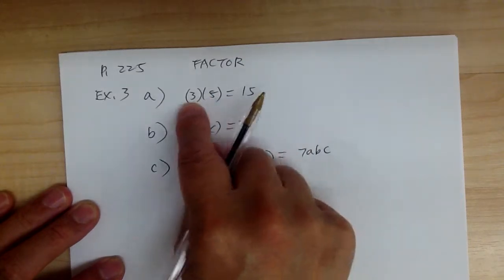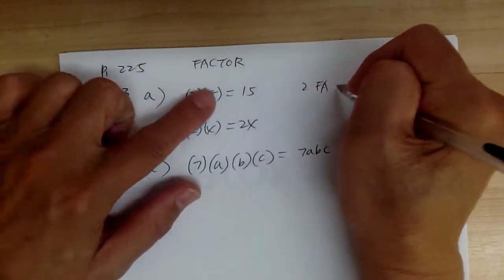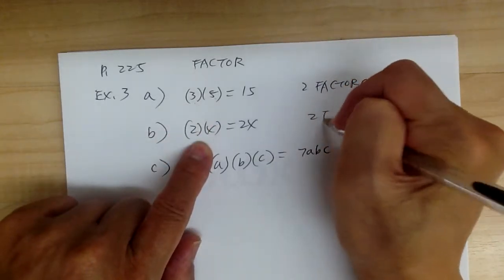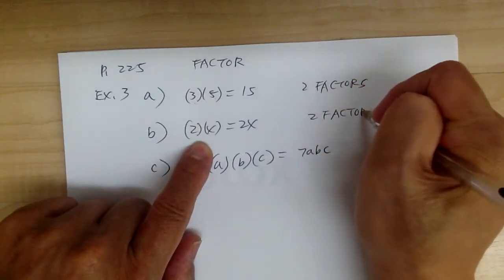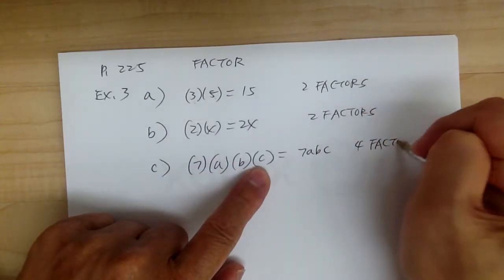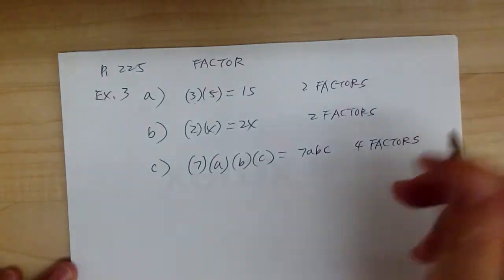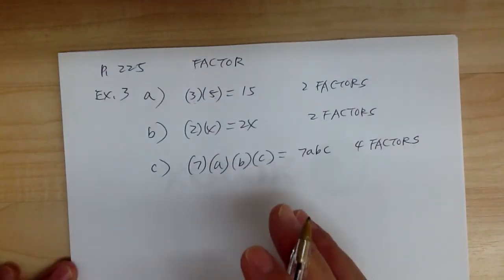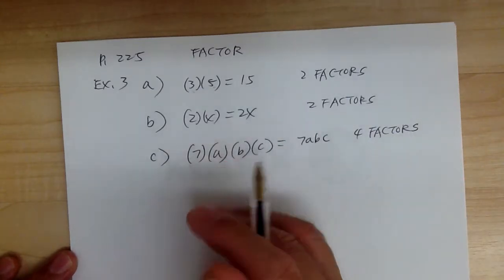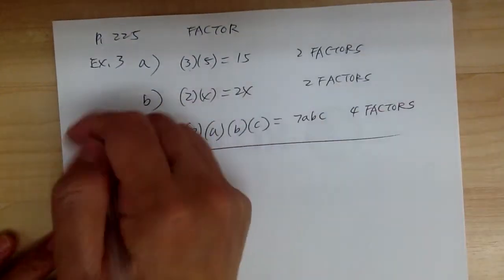This one has 2 factors. These are 2 factors. This one has 2 factors over here. This one has 1, 2, 3, 4, so this one has 4 factors. Again, addition and subtraction are used to separate terms. Multiplication and division are used to separate the factors. So let's go to example 4.